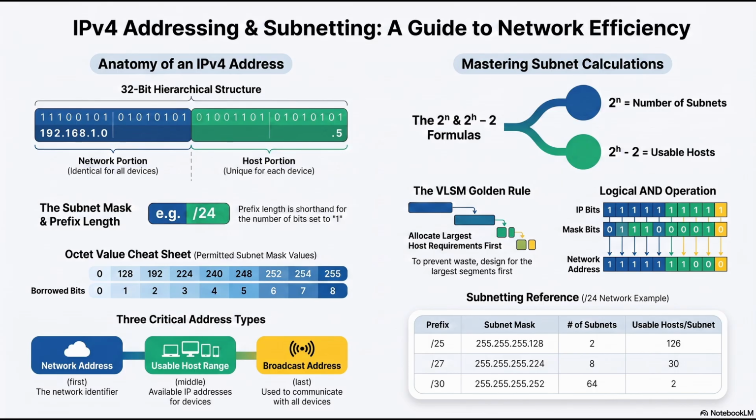Let's walk through them slowly because the math is where a lot of people just hit a wall. Sure. Formula 1 dictates how many subnets you create. The formula is 2 to the power of n, where n represents the number of binary bits you just borrowed.